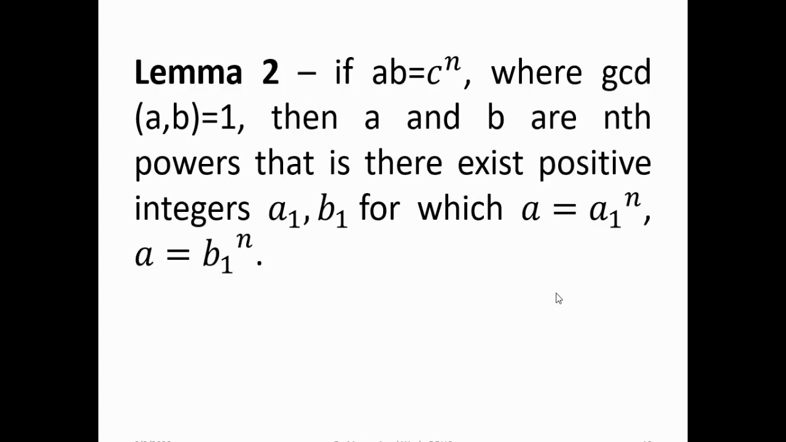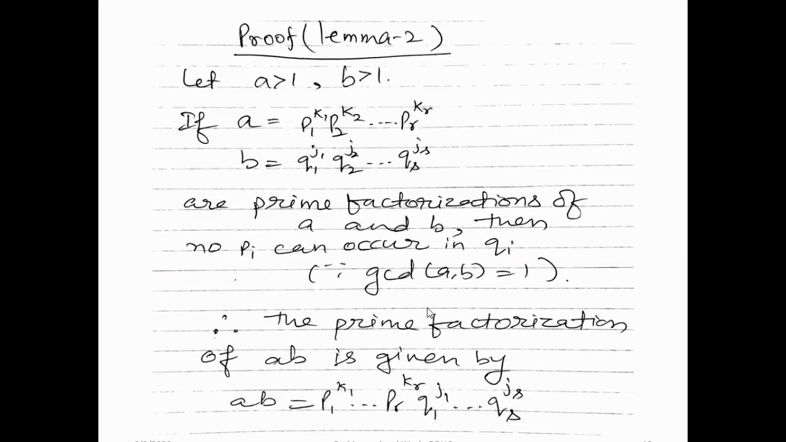Let us see another result, Lemma 2. If AB is equal to the nth power of C, where GCD of A and B is 1, then A and B are nth powers, that is, there exist positive integers a1 and b1 for which A is equal to a1 to the power n and B is equal to b1 to the power n. So let's prove this lemma.